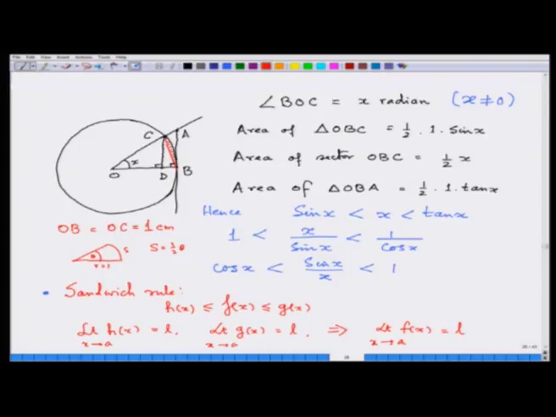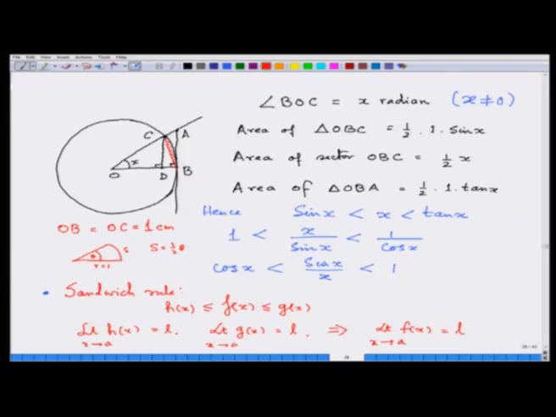And then also I am not going to find the area of triangle OBA for you, this is very basic geometry. When you listen to this talk, you can stop the talk, try to calculate them and come back. So, now what does it mean? The area of triangle OBC is strictly less than the area of the circular sector OBC, which is again strictly less than the area of triangle OBA. So, half of sin x is strictly less than half of x, which is strictly less than half of tan x. So, sin x is strictly less than x, which is strictly less than tan x.